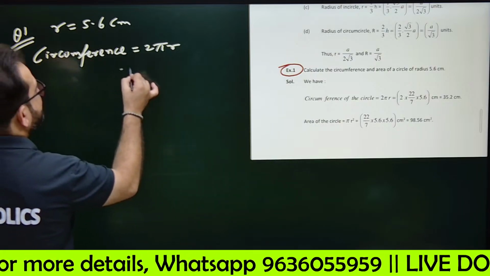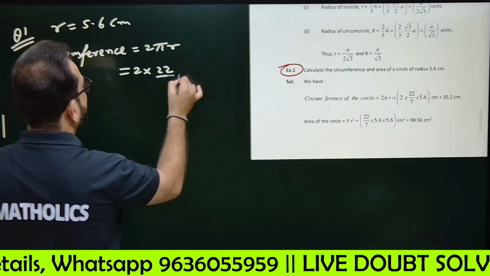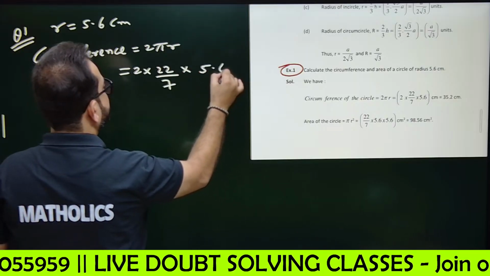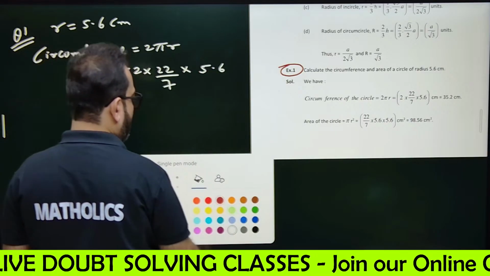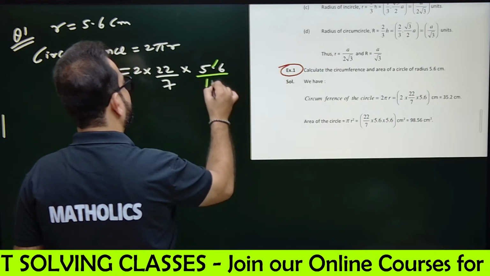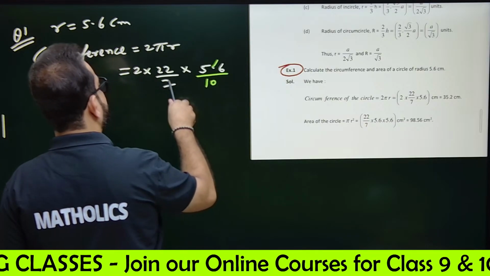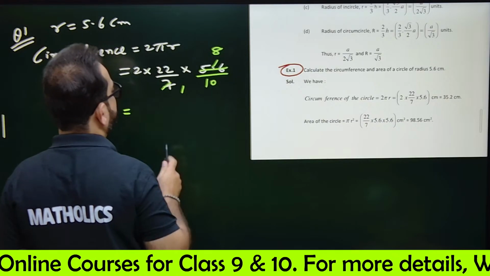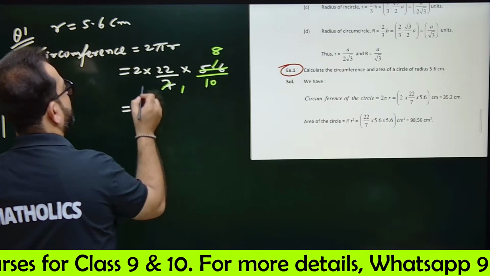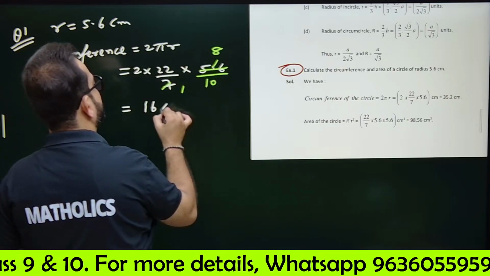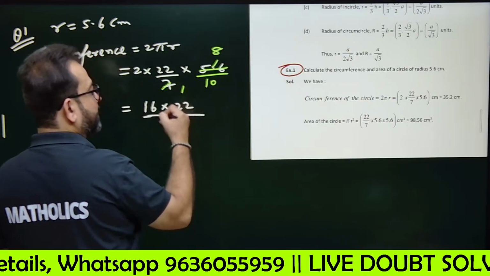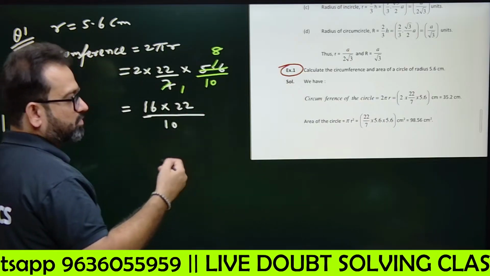The 2 pi r means 2 into 22 by 7, pi is equal to 22 by 7, into r is 5.6. If this point vanishes, it will become upon 10. 7 ones are 7, and 7 eights are 56. So the final answer will be 2 into 8 twos are 16, 16 into 22 upon 10. I am not cancelling this 10. See, the calculation techniques you will get to learn in these questions.